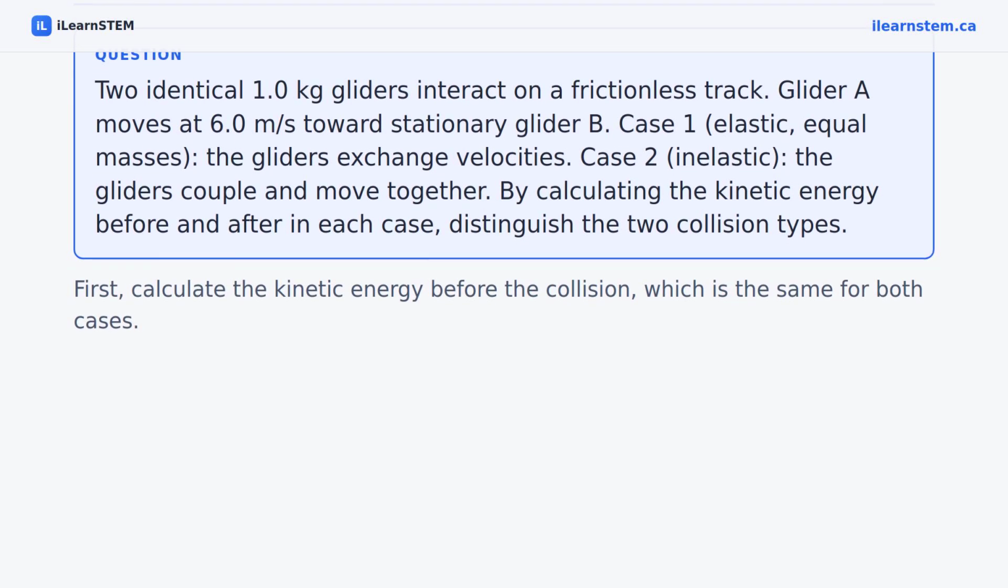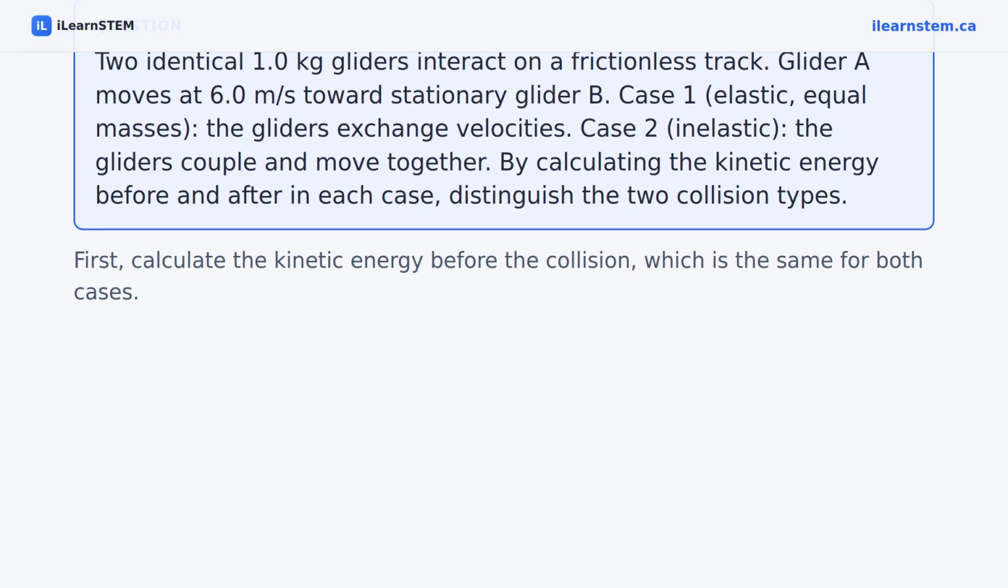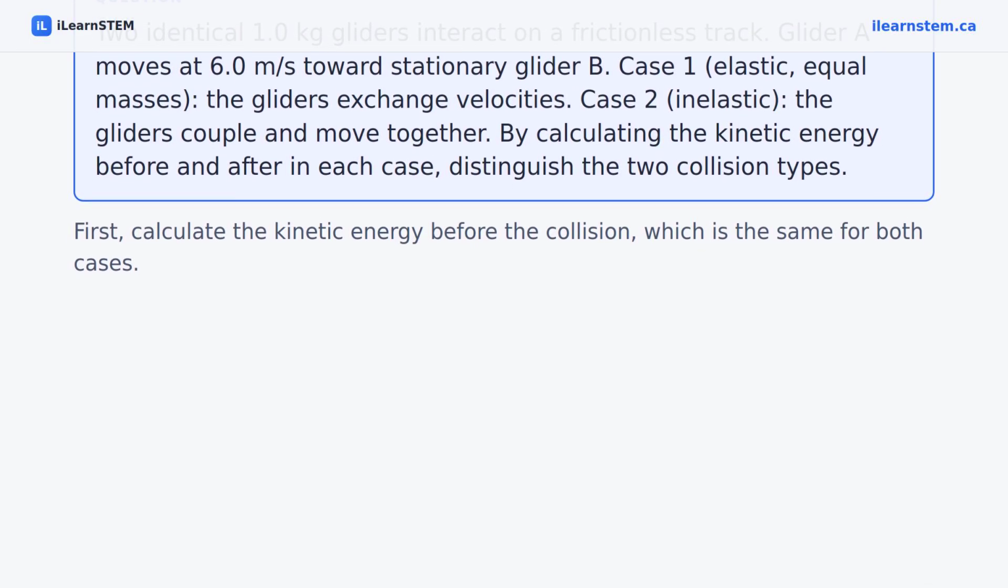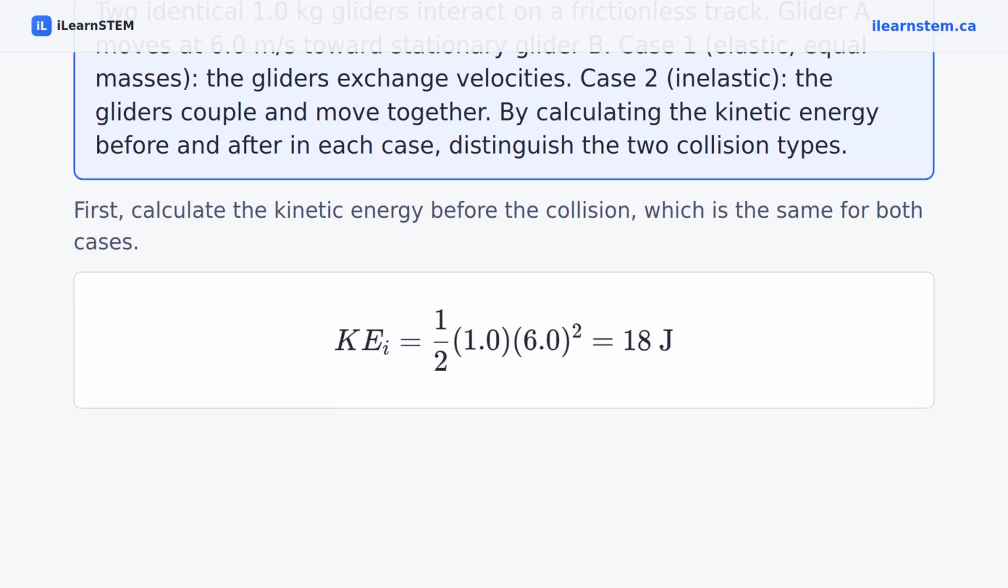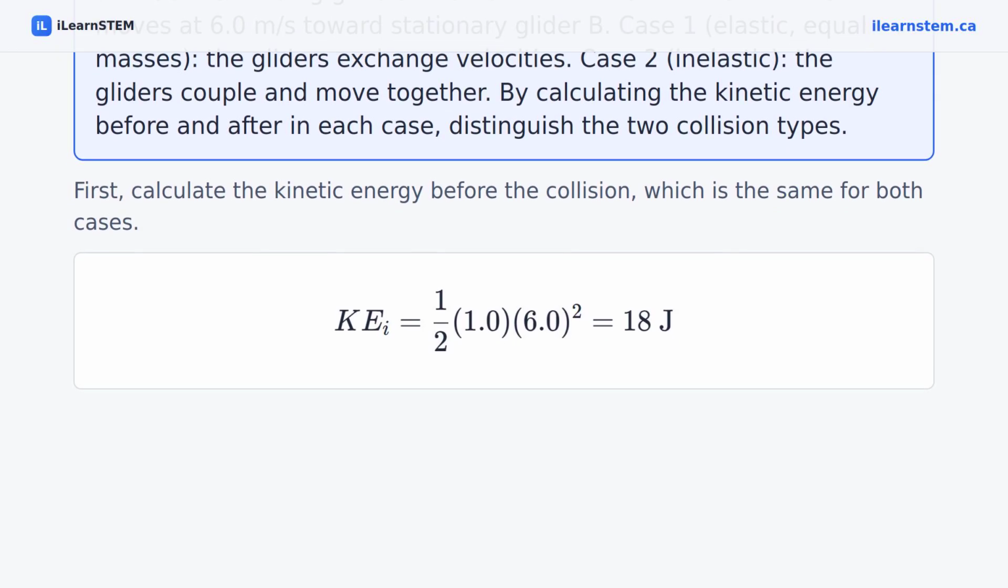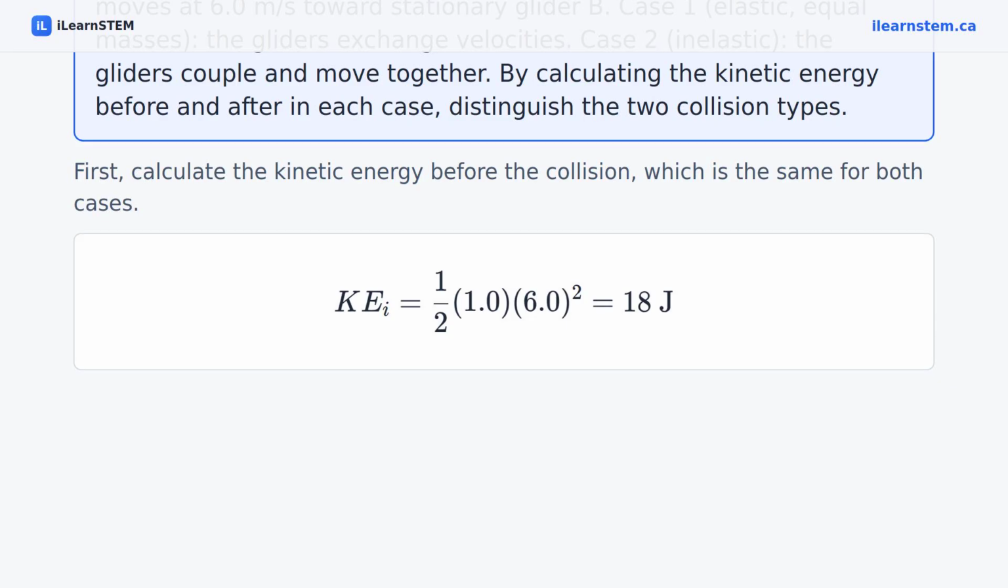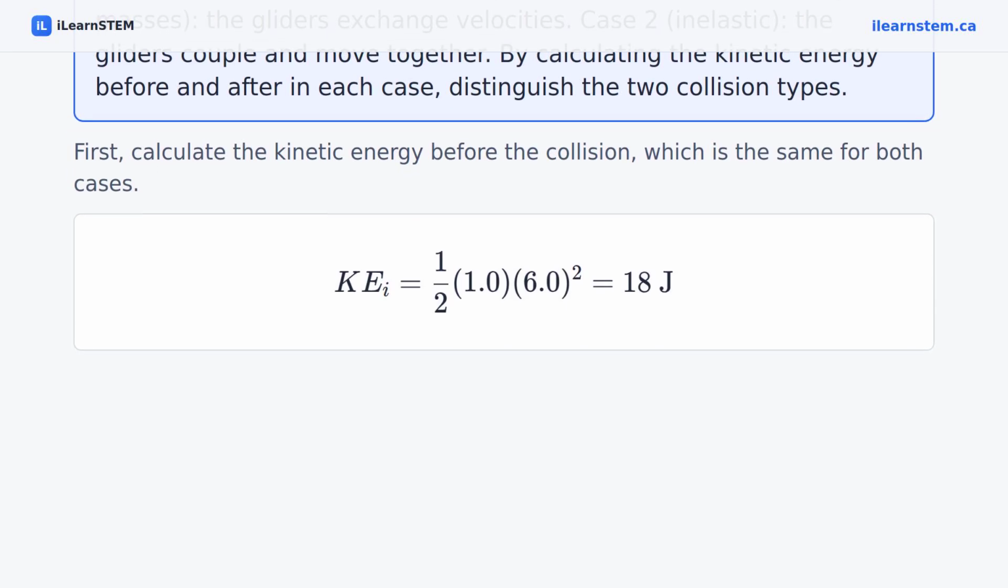First, calculate the kinetic energy before the collision, which is the same for both cases. Kinetic energy initial equals 1/2 times 1.0 kilograms times 6.0 meters per second squared, which is 18 joules.